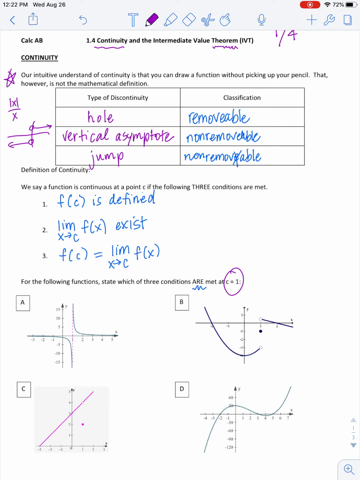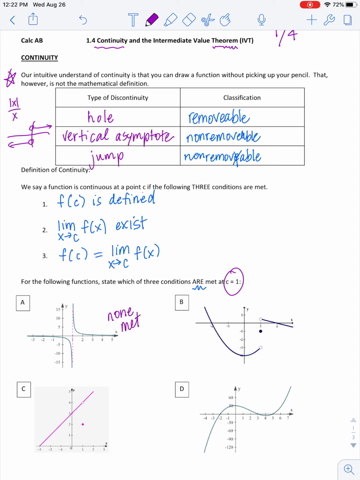Is the function defined? And obviously, since there's no y value along the asymptote, we could say that number 1 is not true. And then, is the limit existing there? No, it doesn't, because of that asymptote. And then, of course, 3 can't be true because neither of the other two is, okay? So here we have none of the conditions being met.